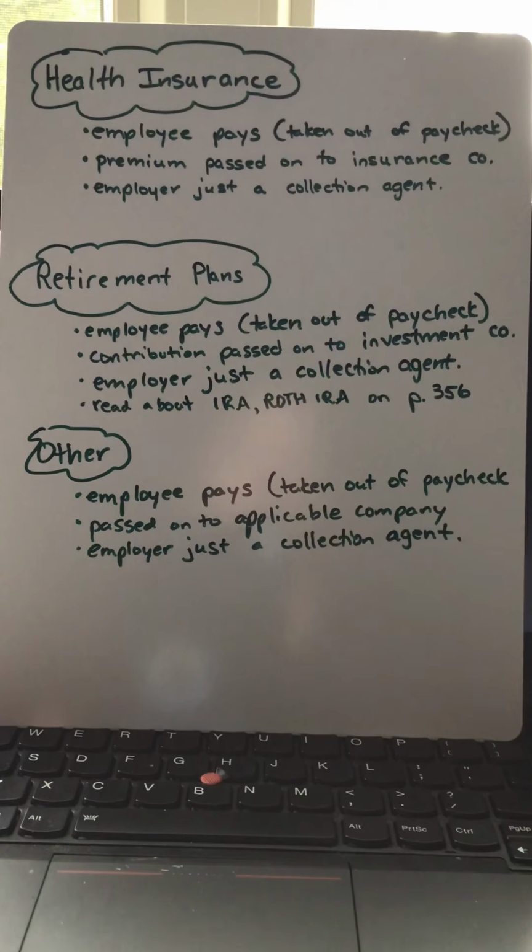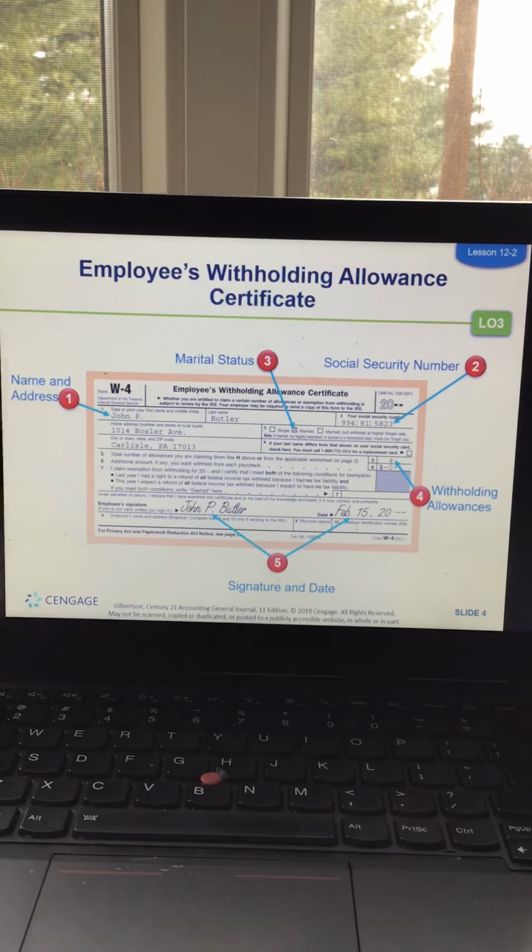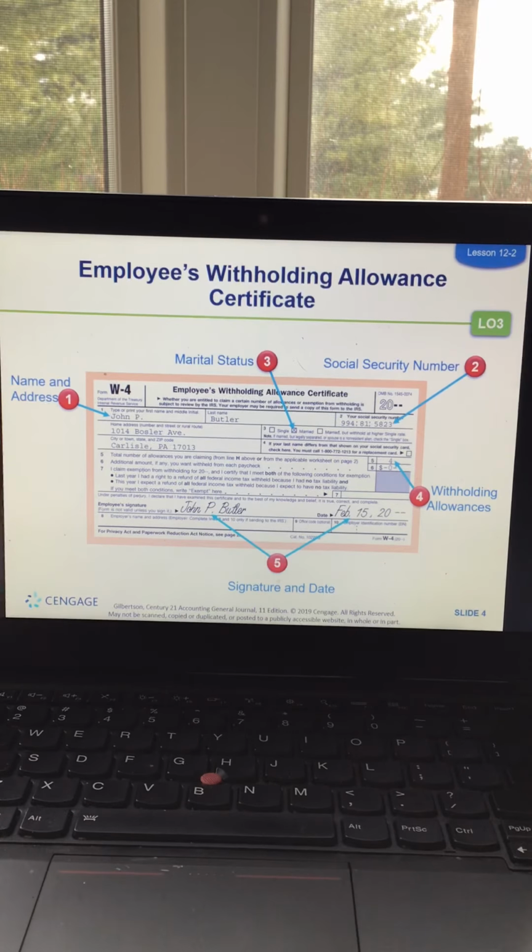And then there's other deductions I can have them take out of my paycheck as well. So that'll get passed on the applicable company. So I had like a lot of my charitable contributions and things like that taken out of my paycheck, and then Westfield High School just passes that on to whatever charitable organization needs it.